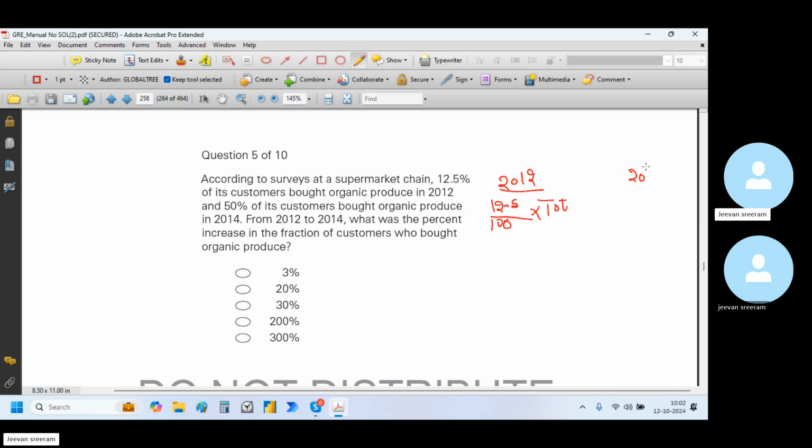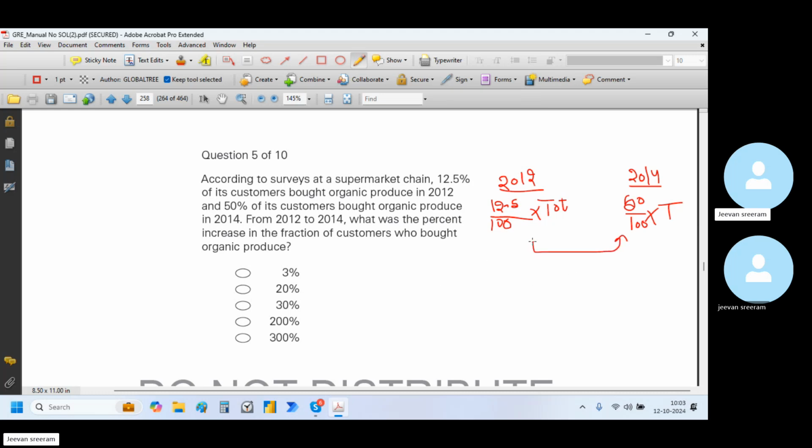For 2012 to 2014 the number of customers might have increased, but there is no such mention directly or indirectly, so we must define 50% as well on the same total. Okay, 50 by 100 on the same total T. Let me represent total with T. This is also T. So what was the percentage increase in the fraction?